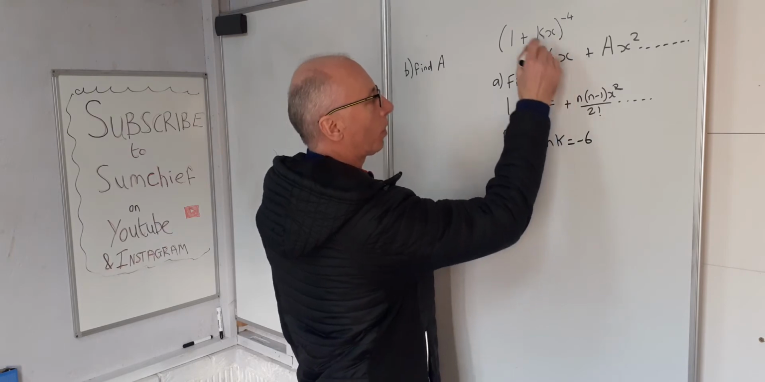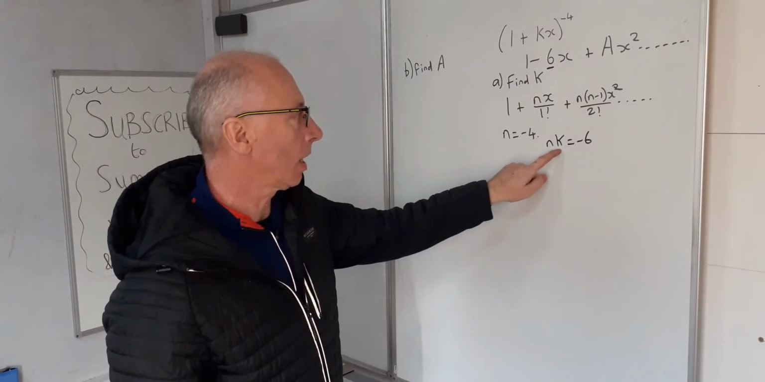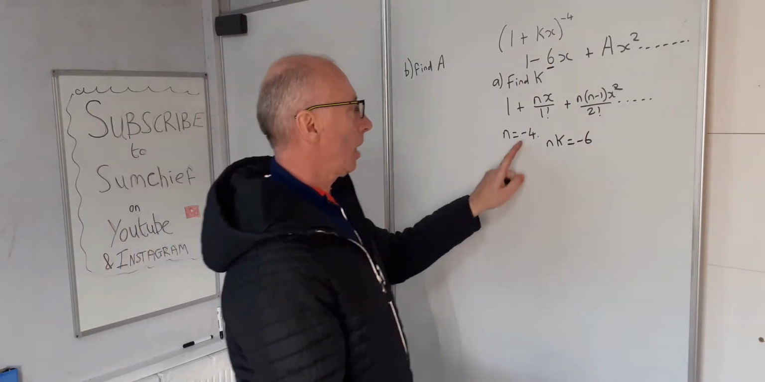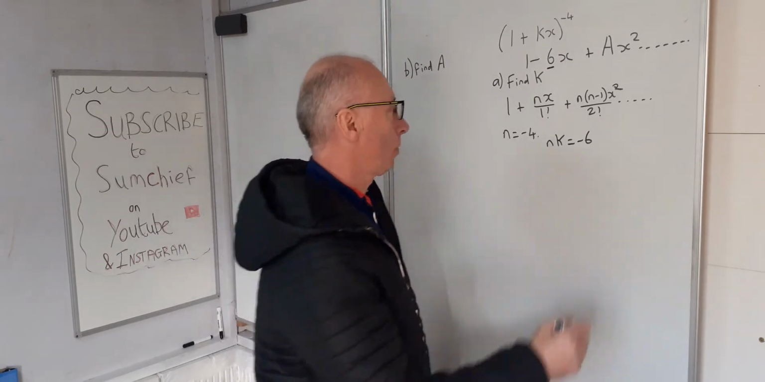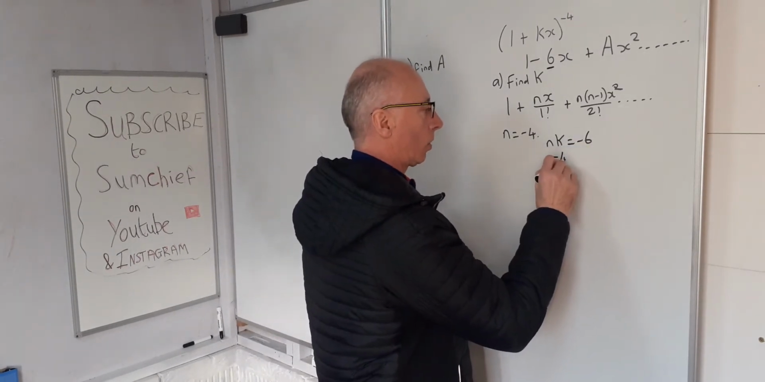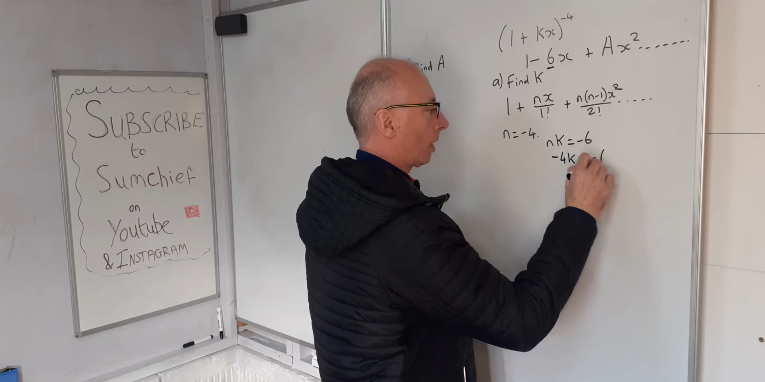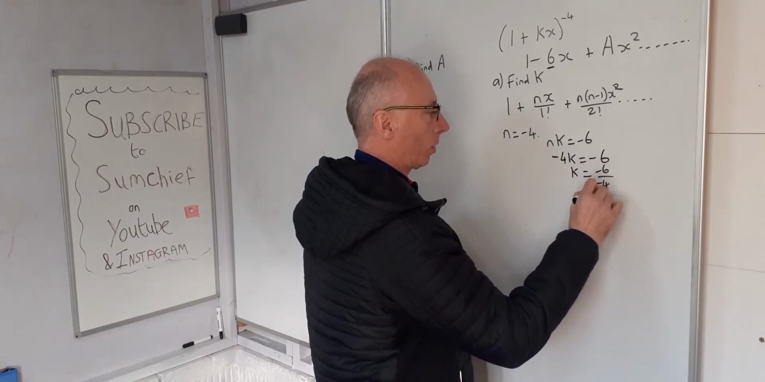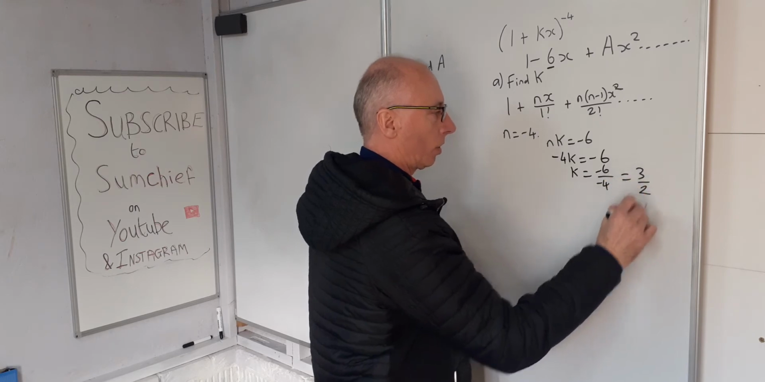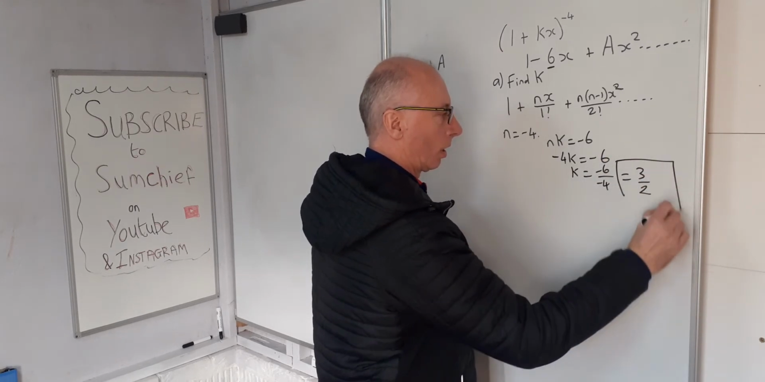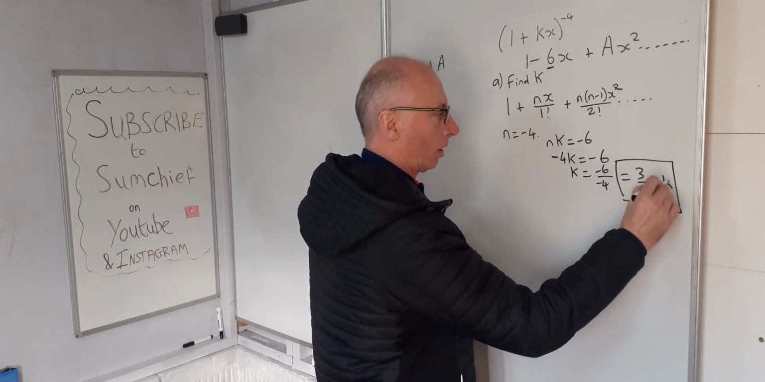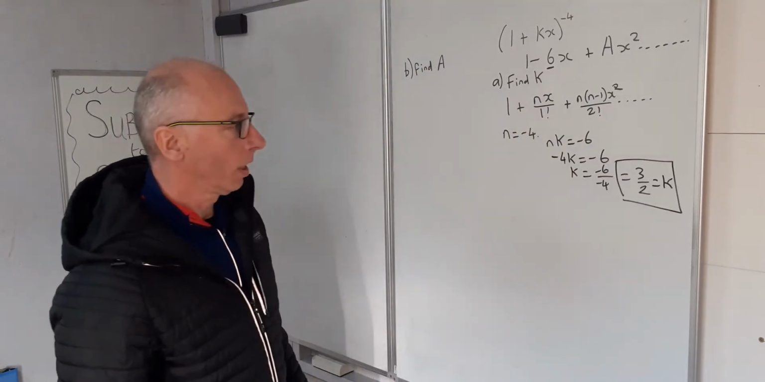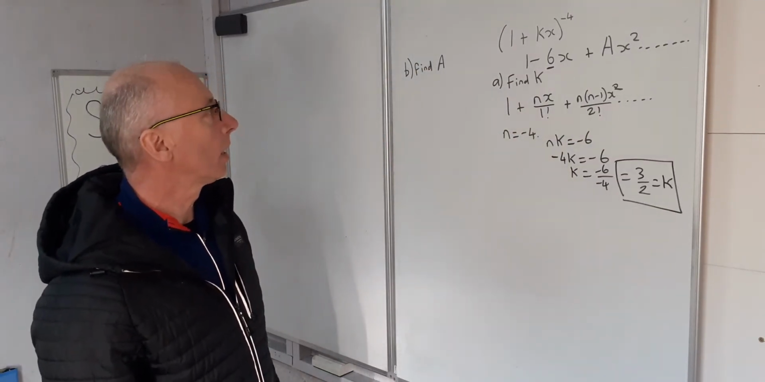The x is in both, we don't need to worry about the x just for now. So n times k equals minus 6. We know what n is, minus 4. So minus 4k equals minus 6. k equals minus 6 over minus 4, which is 3 over 2. So that's our first term. So k is 3 over 2.